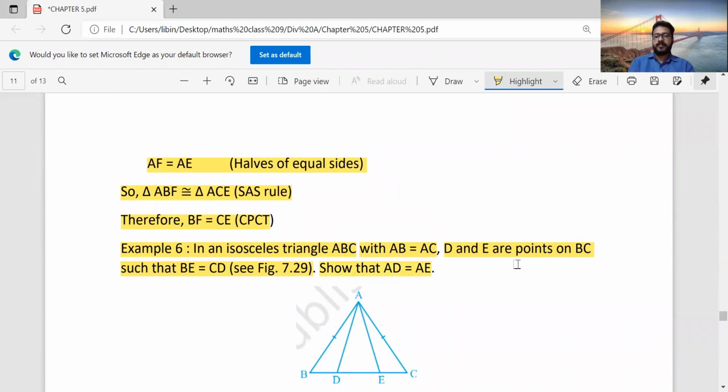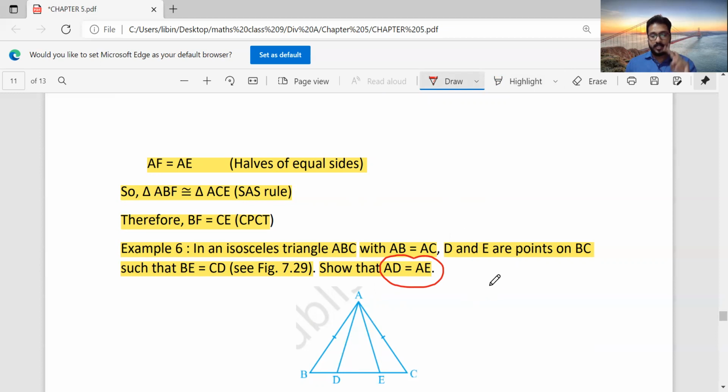Okay. D and E are the points on BC. Now, what about the other information given to you? BE is equal to CD. Okay. We want to prove that AD is equal to AE. What we want to prove? AD is equal to AE. So look at AD and AE. So what should be our aim?